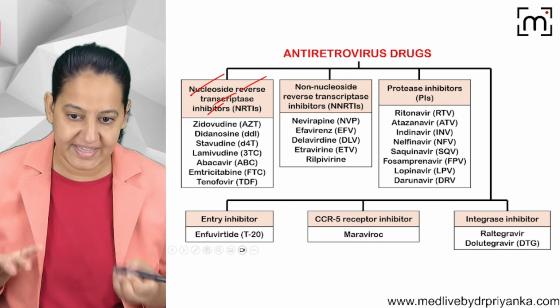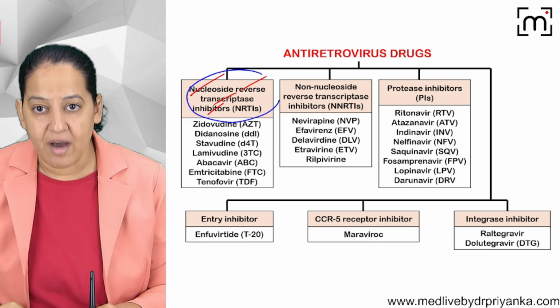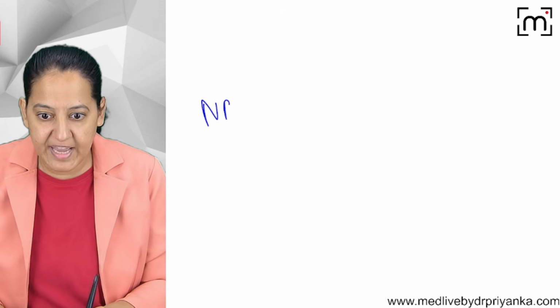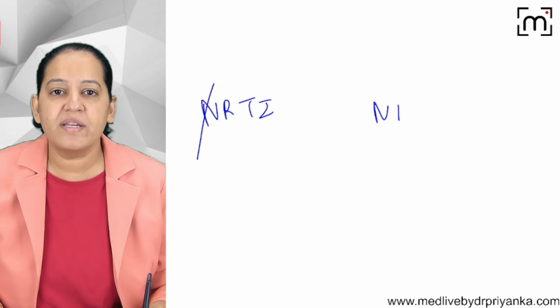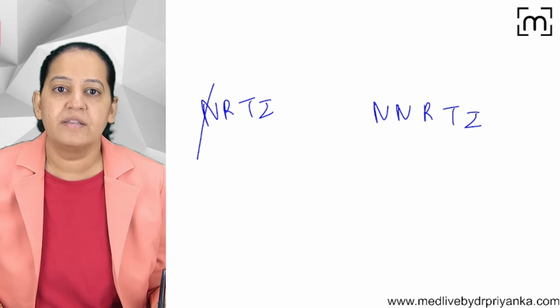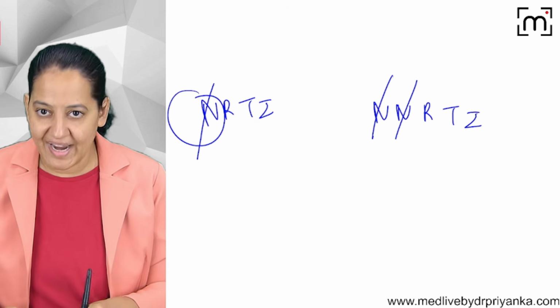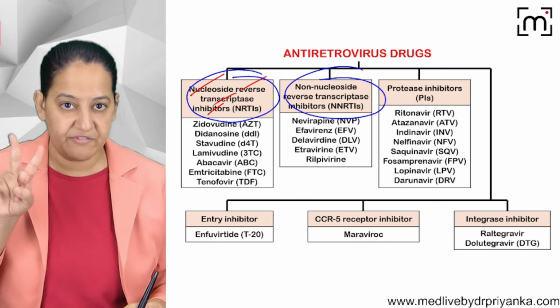So the first 2 categories are very easy to understand. The drugs we will read one by one when we start them. This is NRTI, nucleoside reverse transcriptase inhibitor. This is NNRTI, non-nucleoside reverse transcriptase inhibitor. Both of them are reverse transcriptase inhibitors, the first 2 categories.